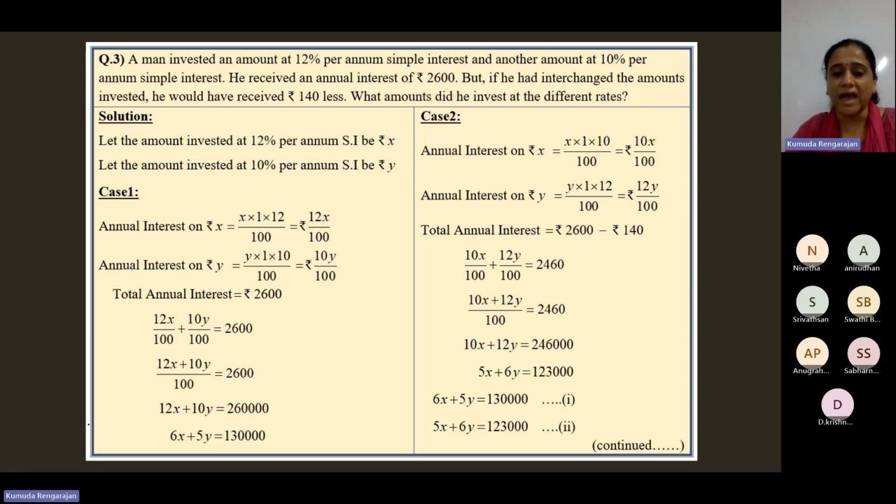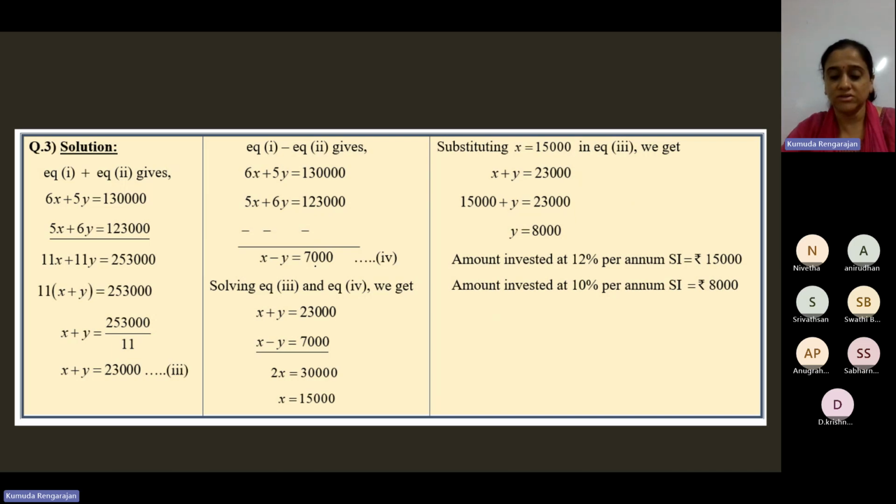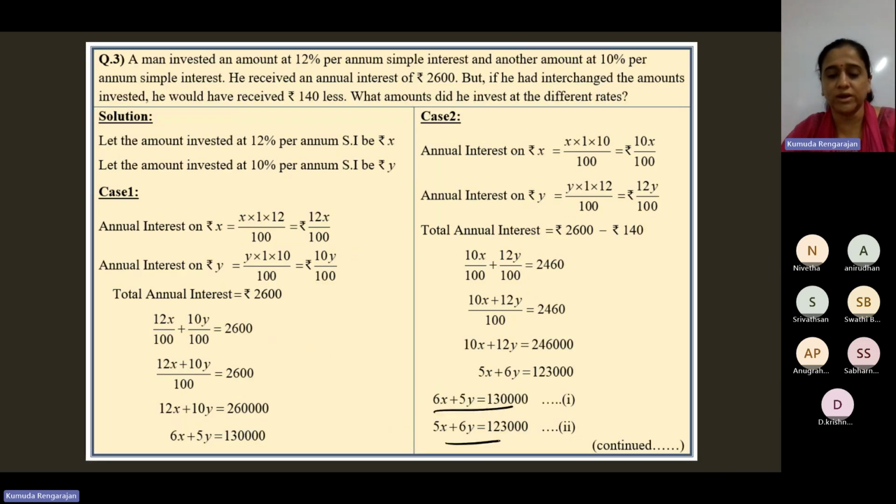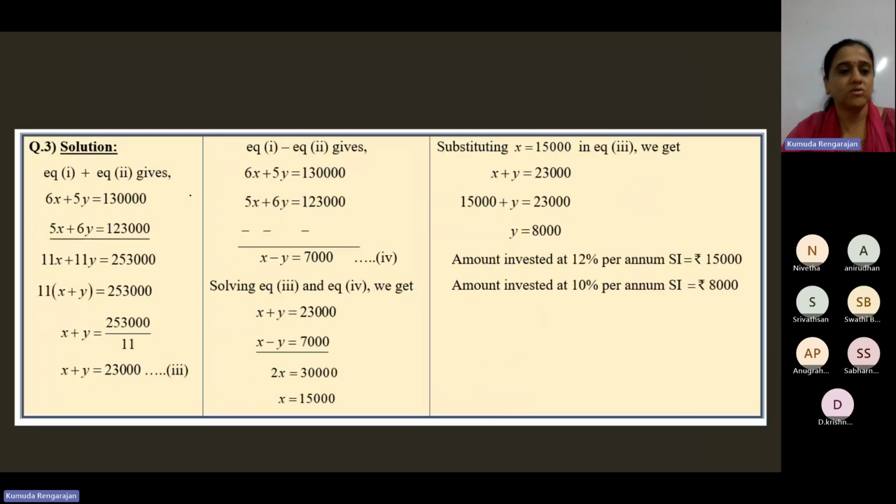So what we do, we add these two equations. See, this is equation 1, this is equation 2, right? Add the two equations. So write the two equations one below the other. Add meaning don't change the signs. So you get this one. 11 is common. So like this, 11 comes for division. And x plus y is equal to 23,000 is a new equation, got by adding equation 1 and equation 2.